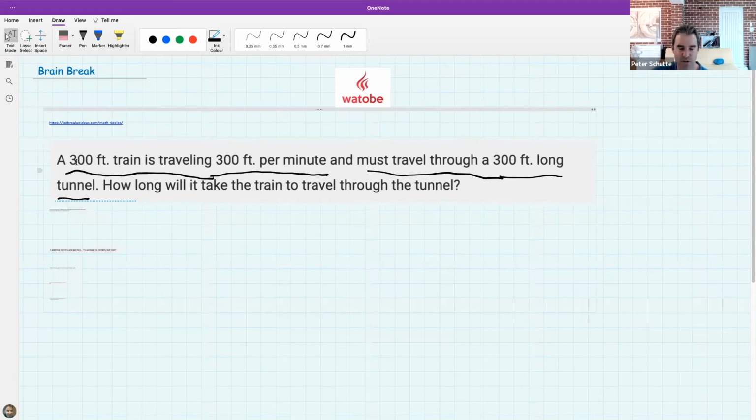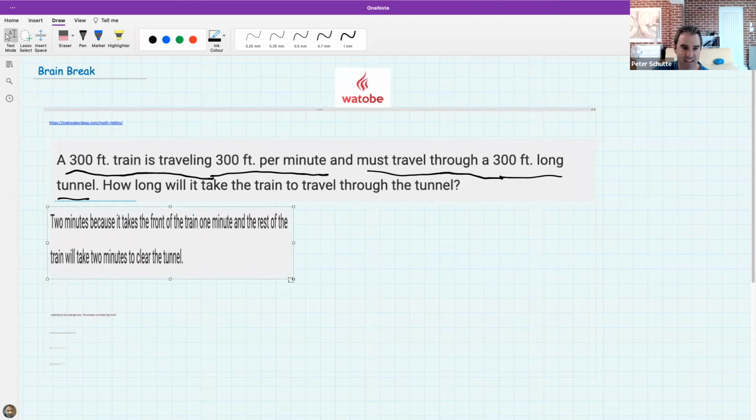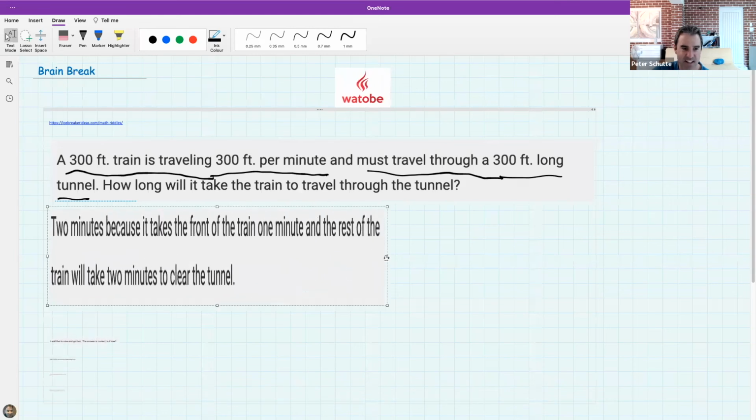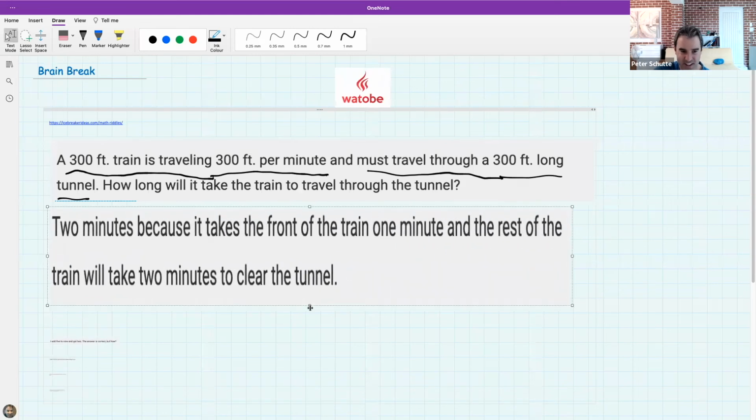So a 300-foot train is traveling 300 feet per minute, and it must travel through a 300-foot long tunnel. How long will it take? Okay, it's time to reveal the answer. Is it going to be a minute? So it takes 2 minutes.